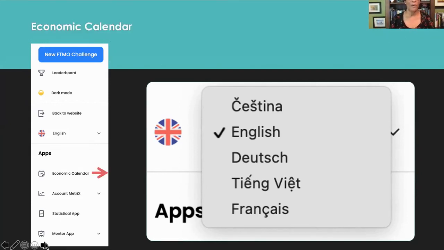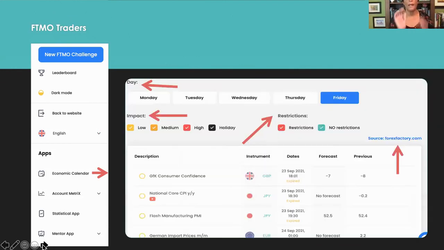Next is our economic calendar. And now we are moving into the apps. Oh my goodness, I have 3 minutes. I have promised you all that I am not going to go over 1 hour. So we're going to make this the last slide for today, and then we're going to continue next week with the apps.